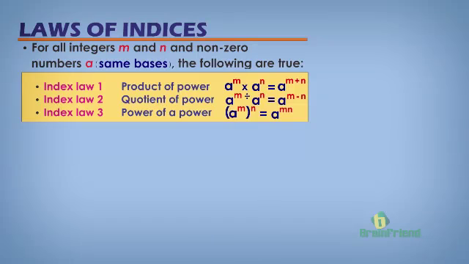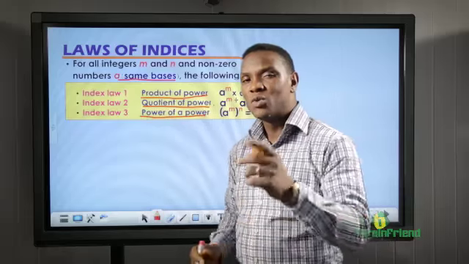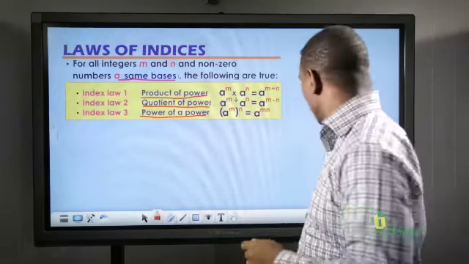Like we said, we'll be looking at the first 3 laws that govern indices. The first law we'll look at is the product of power law. Next, we'll look at the quotient of power law. And at the end of the day, we'll also look at the power of a power law. But first, there are conditions that govern this law. And one basic condition is that our bases must be the same. As we go into our class, we'll understand more.